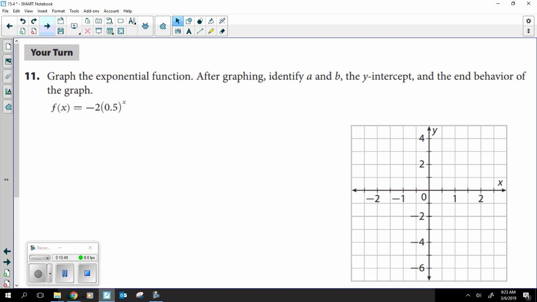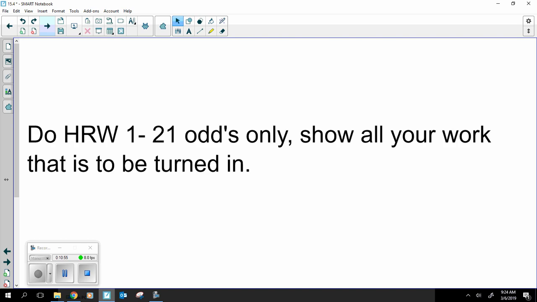Here's the last one that you've got to do. I know there's a lot of work on this one, so I don't know if you'll get done in time. Hopefully you will, because I'd like to see this completed. When you get done, I want you to do HRW 1 through 21 odds only. Show all your work that is to be turned in. If the graphing becomes too hard, just let me know, and we'll work this out a different way.